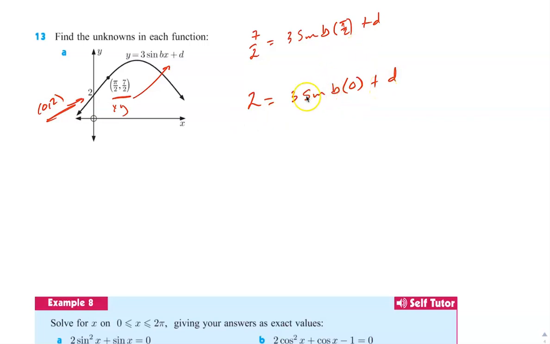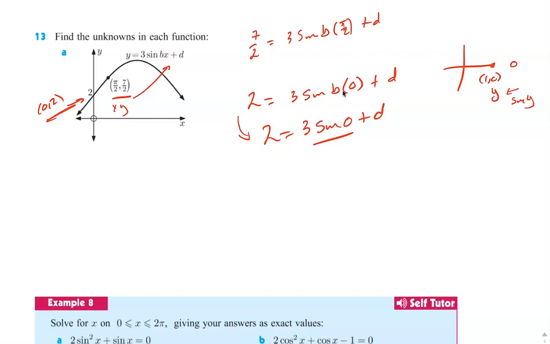0 times anything is 0. So if I simplify this one a little bit, I'm going to get 2 equals 3 sine of 0 plus d. Now you got to figure out what sine of 0 is. That's the unit circle. Here is 0. Sine's the y value, so this is all just going to be 0. So I get 2 equals 3 times 0 plus d, or just 2 equals d. So that's what d equals.